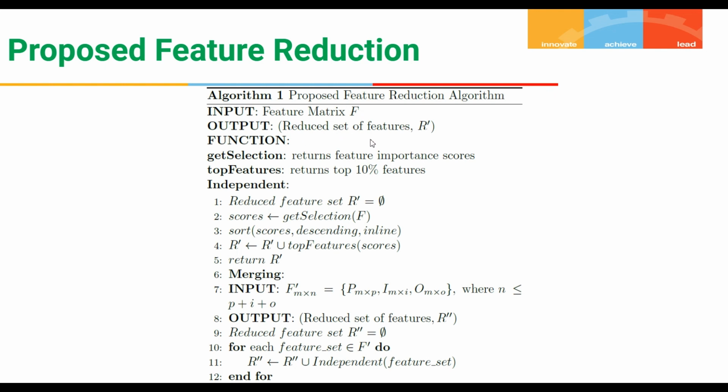It initializes the reduced feature set to null, and the original feature set F is given to a traditional feature selection method using getSelection. It returns a feature importance score for each feature. This is used to sort the features and identify the top 10% most contributing features in F. In merging, the permissions, intents and opcodes are merged to form a single feature set. The top 10% features of the merged feature set is found using the independent function and returned.